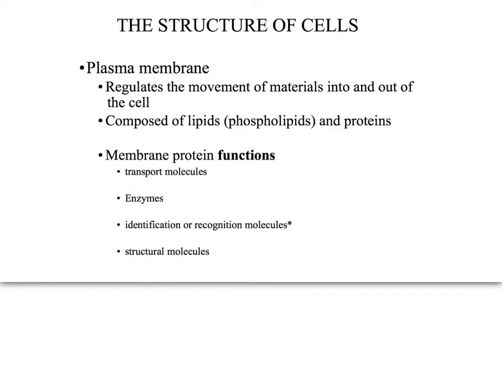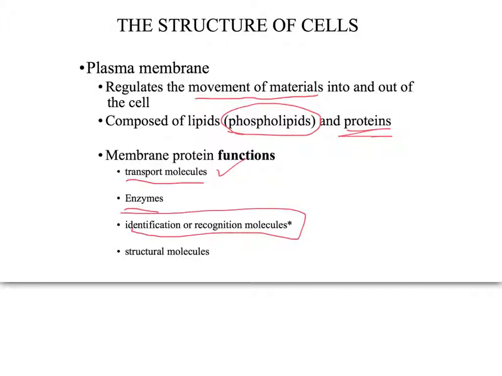The plasma membrane regulates the movement of things in and out of the cell. It's made out of phospholipids and proteins that are embedded into it. There are different proteins in here and they have different functions. They could serve as molecules for transport. They could serve as enzymes, and we'll talk about enzymes. They could serve as kind of like an ID tag, which I think is really interesting. And they could provide structure, like skeletal support.